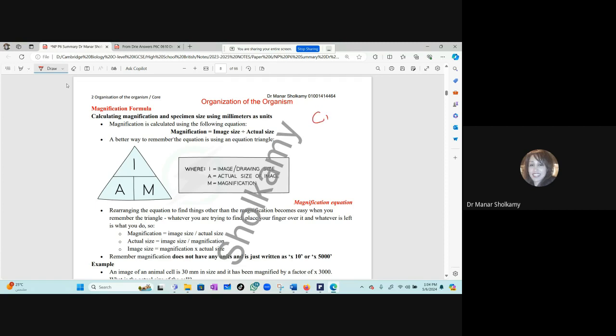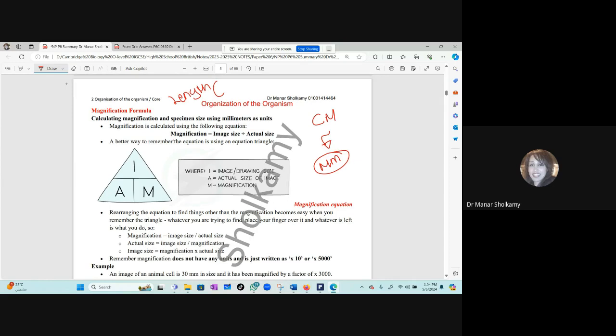Your ruler is in centimeters, and you will convert that to millimeters, even if they don't tell you. And even if you measure something and put the results in a table, the heading of the table will be length of plant or length of whatever, between brackets, millimeters. Even if it is in centimeters, you will convert it. Okay? How do you convert from centimeter to millimeter? Times 10.